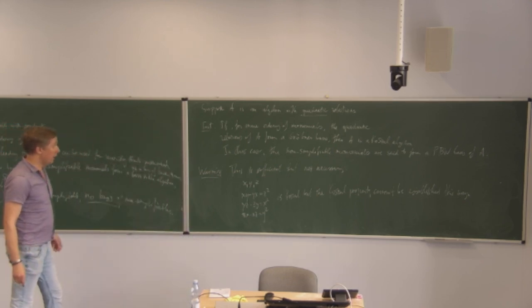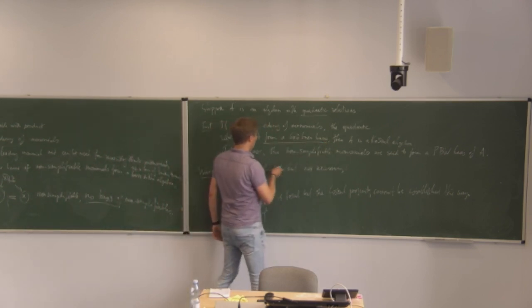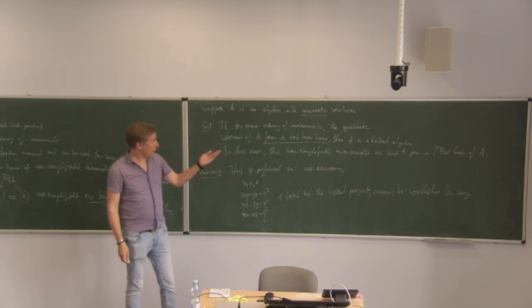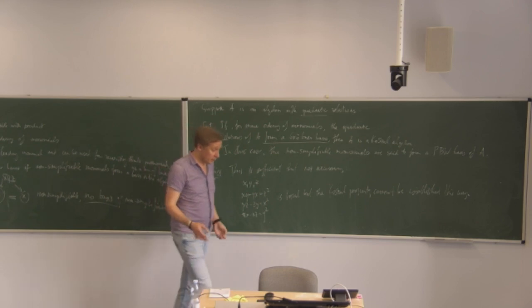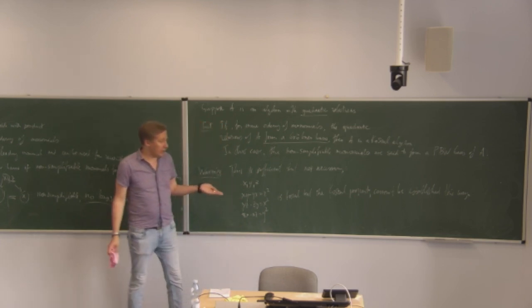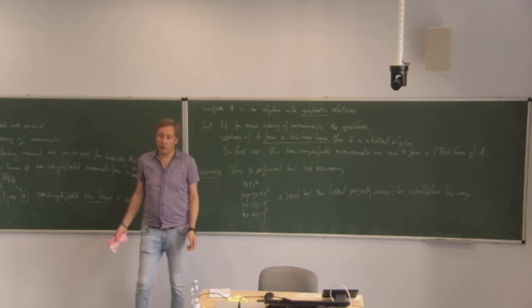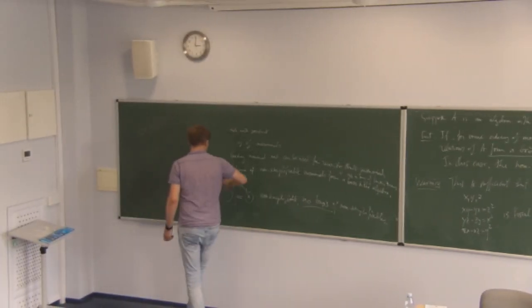Let me say a few words about how to check this condition, that the relations form a Grobner basis. I made this warning that it's not fully general, but still it's a useful criterion, so let me say how to check that.